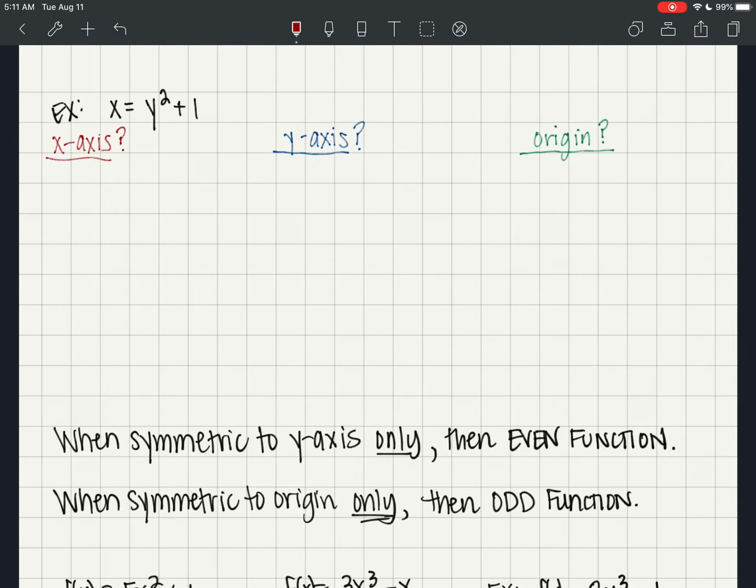So remember, when you have symmetry with respect to the x-axis, you're going to leave x alone and you're going to replace y with negative y. And then we simplify. A negative times itself is positive. So we have x equals y squared plus 1, which is the original equation. Therefore, we have x-axis symmetry.